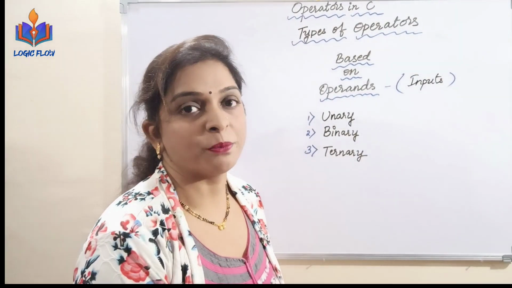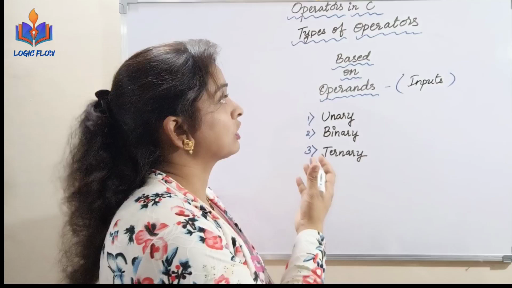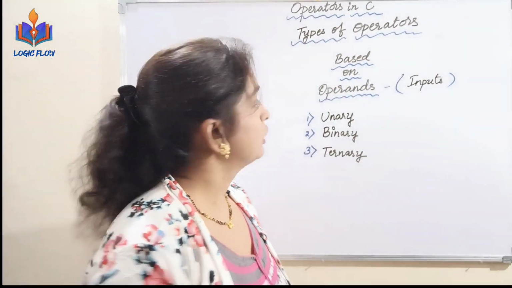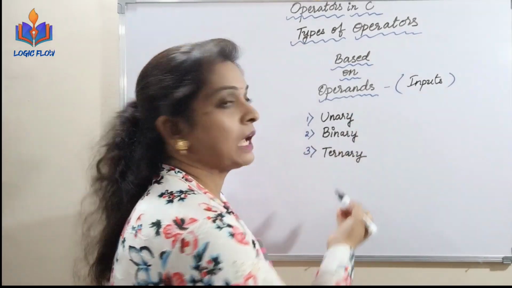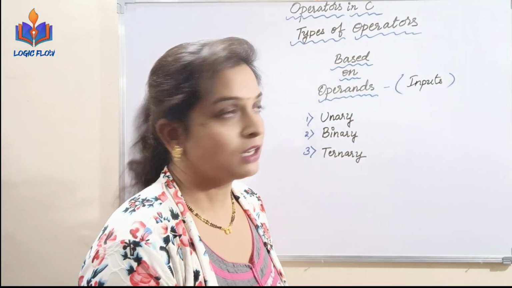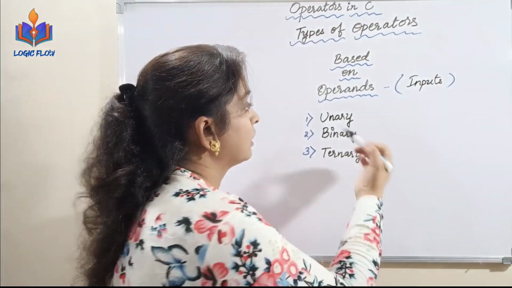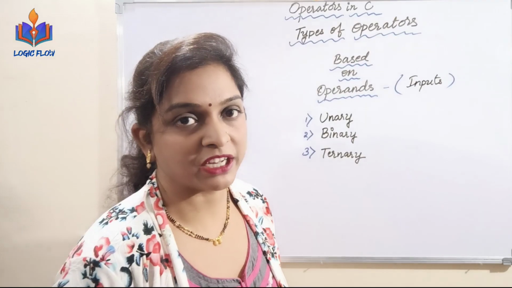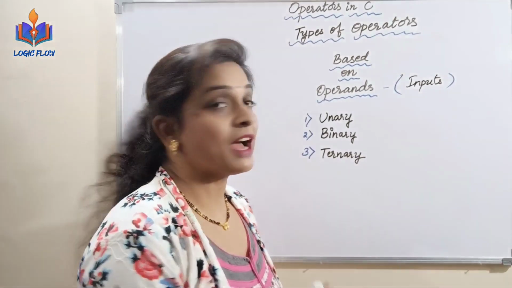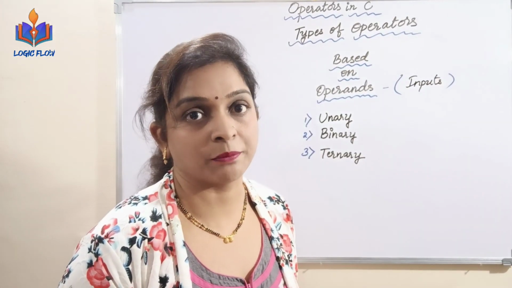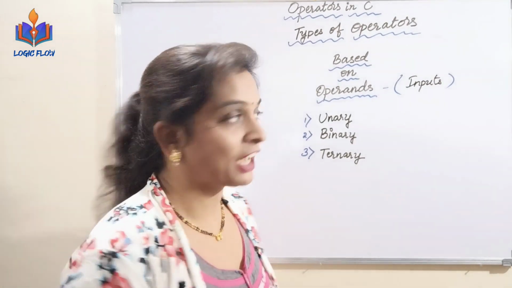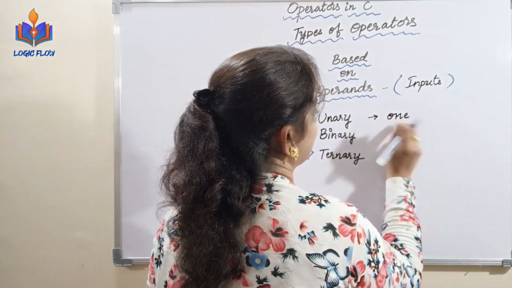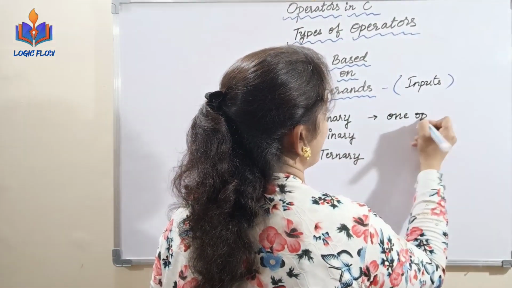Operators are classified based on operands, that is, the inputs that we are going to provide. You can have three types of operators based on the number of operands that we give: unary, binary and ternary operators. Uni means single, bi means 2, ternary means 3. So unary operators are the operators which operate on one operand.